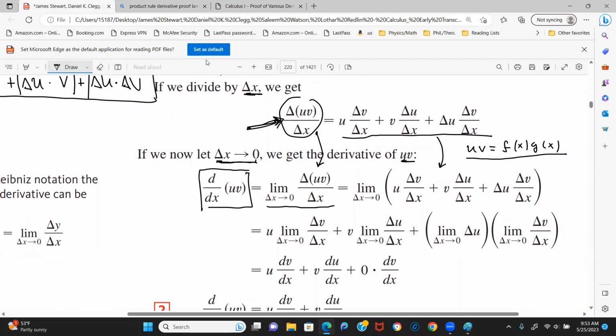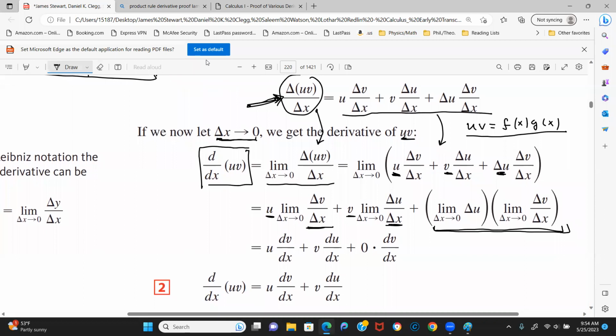And you can just distribute the limit over this sum, and then this will be a constant, this is a constant, this won't be a constant, so you can't pull it out of the limit. You're going to have a limit of this product right here. But so now you can factor out this constant here, and this constant here. And now you just have the limit of delta v over delta x, the limit of delta u over delta x, and then you have the limit of the product of these limits right here.